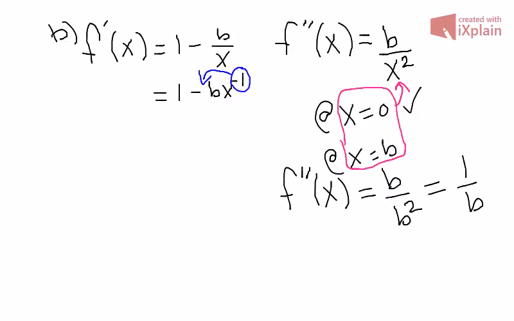And once you plug them in, if you get a positive number, then the slope is increasing, and if you get a negative number, the slope is decreasing, I believe. Okay. Alrighty.